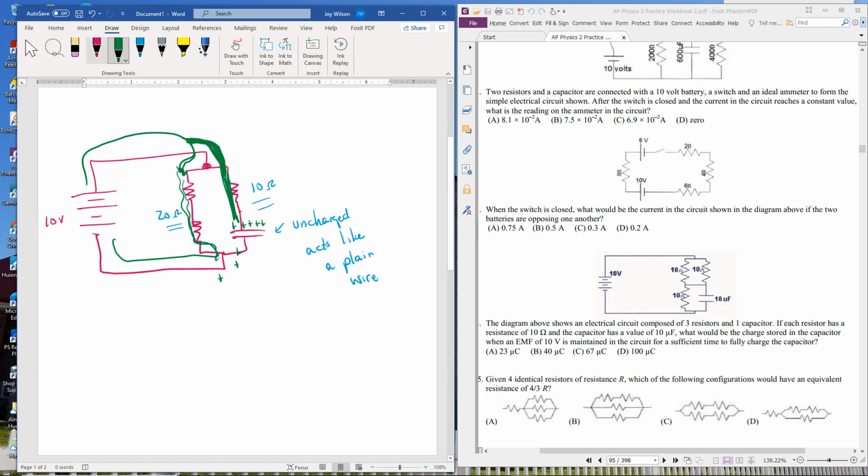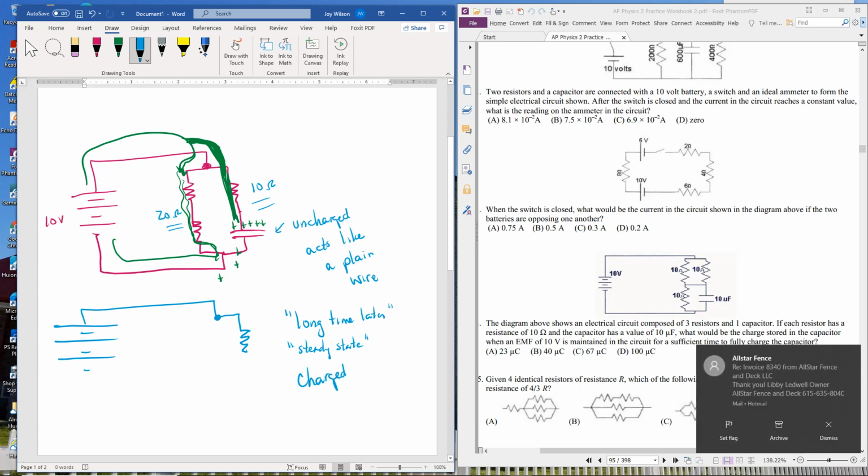But as the capacitor becomes charged, here's what happens. Sometime later, and the way they say this in AP is they say something like, a long time later, when the circuit has reached its steady state, so we use words like long time later, steady state. These words mean capacitor is charged. So what they're telling you is you now have a charged capacitor.